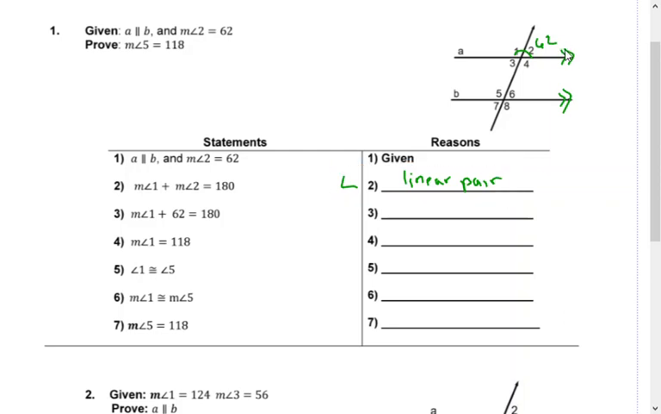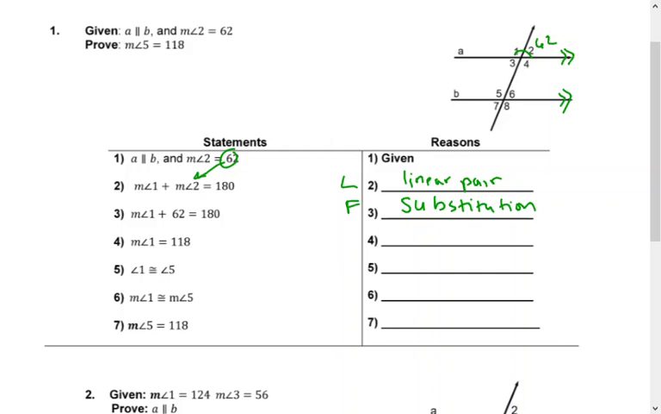Okay. Our next statement now says that the measure of angle 1 plus 62 is going to give us 180. What we're doing here is we're taking the measure of angle 2 and substituting 62 into it. So our reason there is substitution. And if you look that up on your chart, that is reason F.